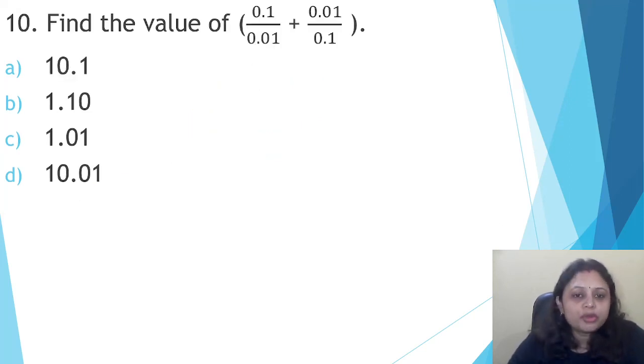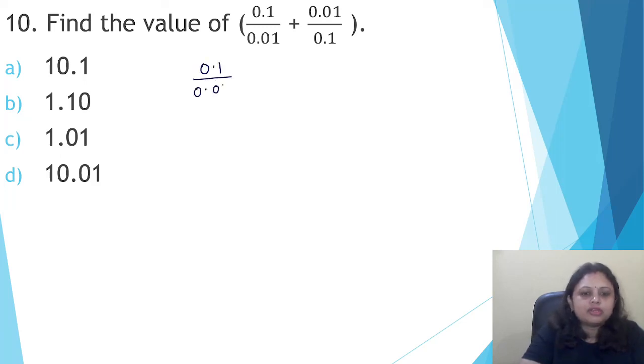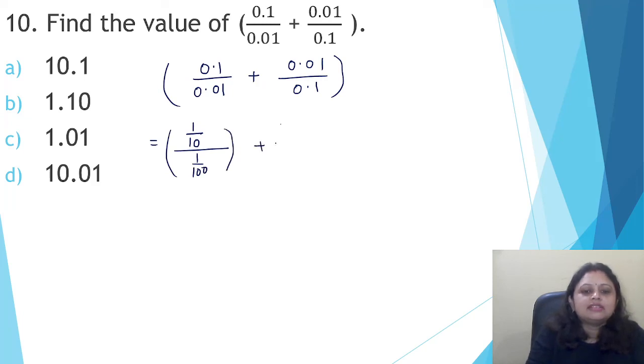Find the value of 0.1 by 0.01 plus 0.01 by 0.1. Option A 10.1, B 1.10, C 1.01, D 10.01. So 0.1 by 0.01 plus 0.01 by 0.1 is equal to: 0.1 means 1 by 10 divided by 0.01 means 1 by 100. Then 0.01 means 1 by 100 divided by 0.1 means 1 by 10.